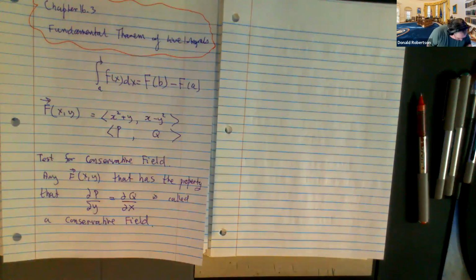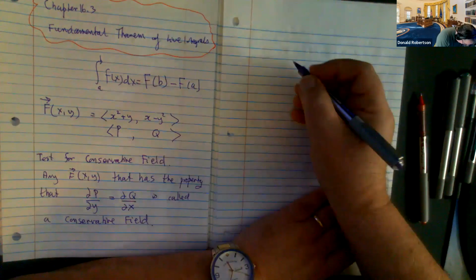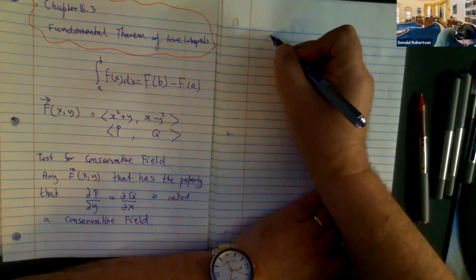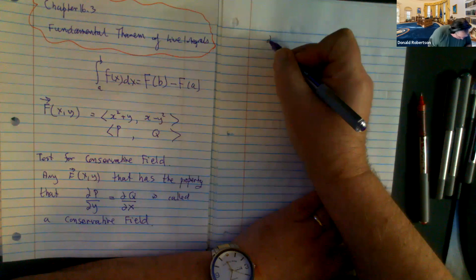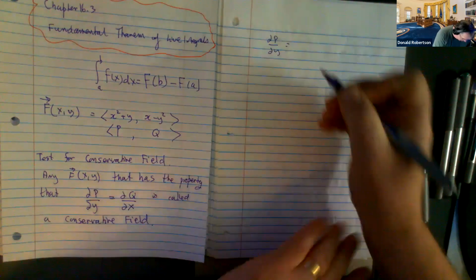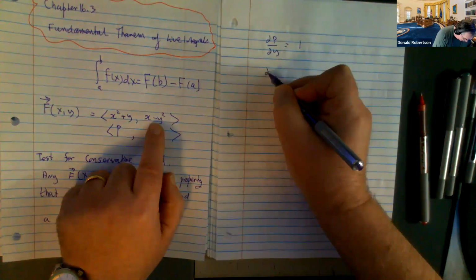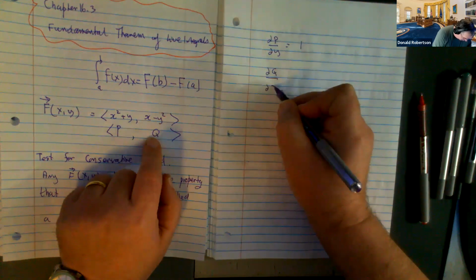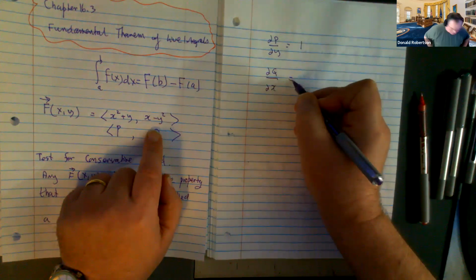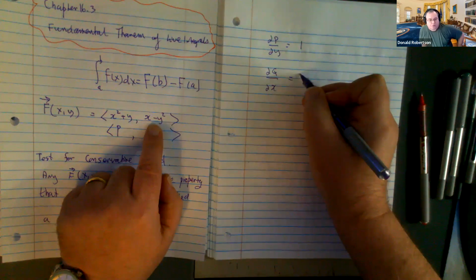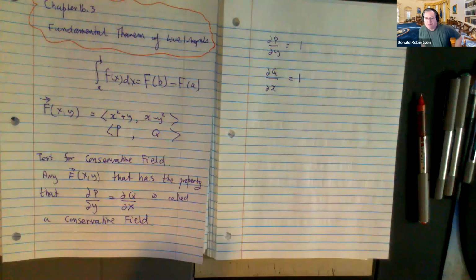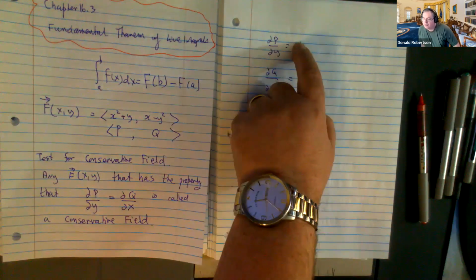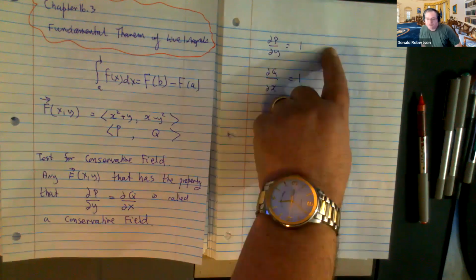So let's take the one I've just done here. If you find the partial derivative with respect to y of this guy, you get 1. If you find the partial derivative of this guy with respect to x, you also get 1. Agreed? So this one is a conservative field. They don't need to equal 1. They just need to equal the same thing. They can equal x plus y if you like, but as long as they're equal.